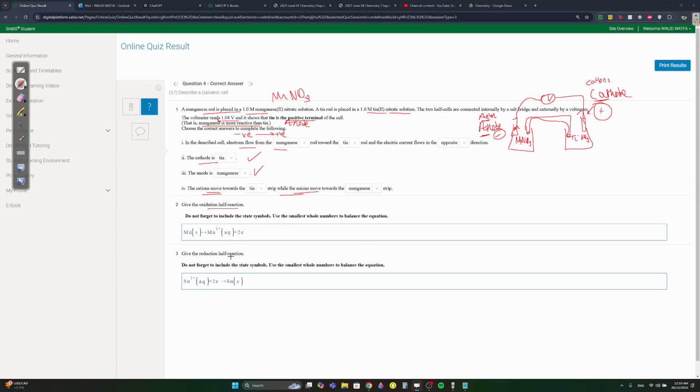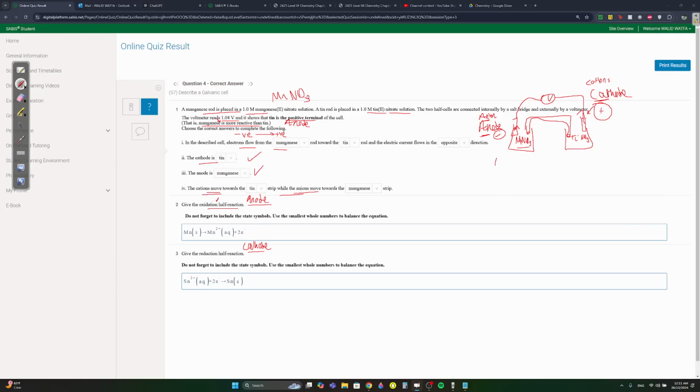Always know that the oxidation half reaction takes place at the anode, and the reduction half reaction takes place at the cathode. You must memorize these. They help you with solving way quicker. At the anode, what's happening?